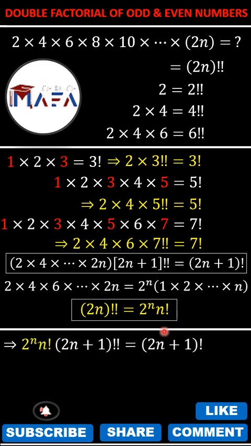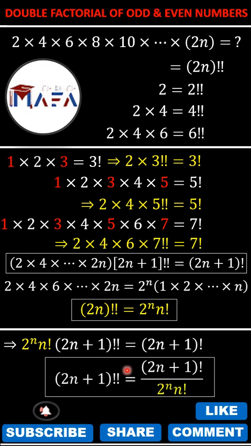Alright, now finally we can get 2n plus 1 double factorial in terms of a single factorial. So we have 2 to the power n times n factorial times 2n plus 1 double factorial to give us 2n plus 1 single factorial. So it means our 2n plus 1 double factorial is simply 2n plus 1 factorial divided by 2 raised to the power n times n factorial.